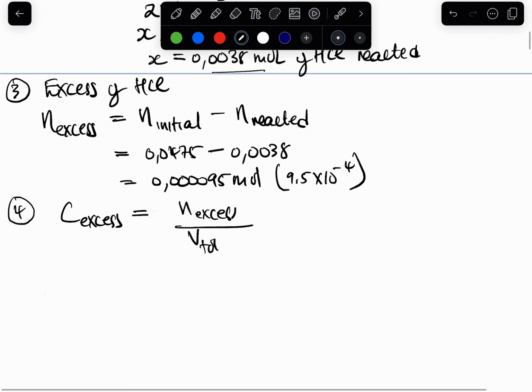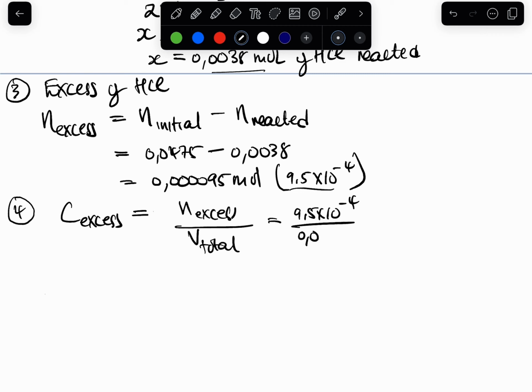So it will be this answer, 9.5 times 10 to the power negative 4, divided by the total volume, 0.075. That's 75 cubic centimeter, but we convert it into cubic decimeter. So the answer there will be 0.013 mole per dm3. That's the concentration.